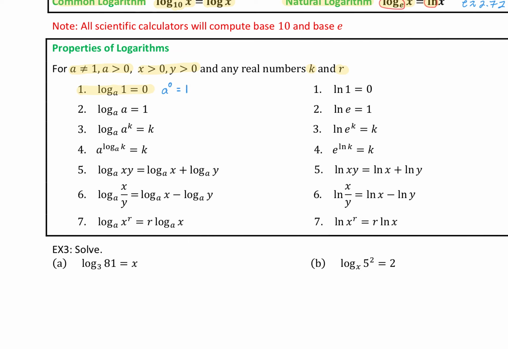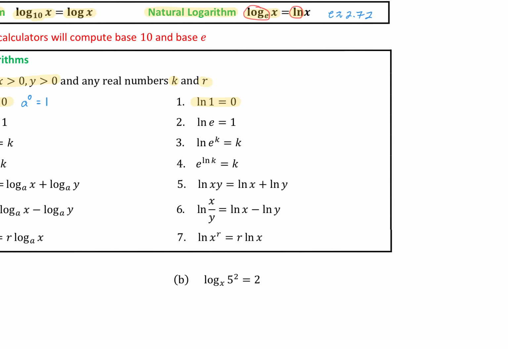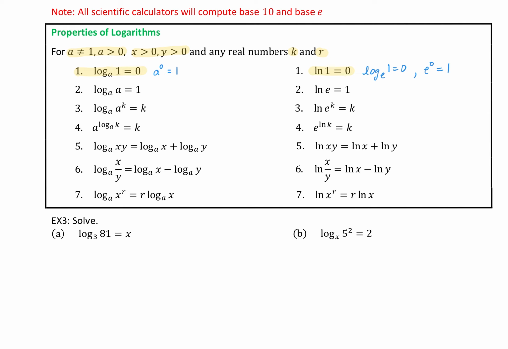And then there's a corresponding property with the natural log. Natural log of 1 is also equal to 0. Again, if I were to verify that, remember that the natural log is simply log base e of 1 equal to 0. Switching that to the exponential form, the base is e, the exponent is 0, e to the 0, yeah, that's equal to 1. And all of these properties pretty much can be verified by, in some form, using the exponential form.